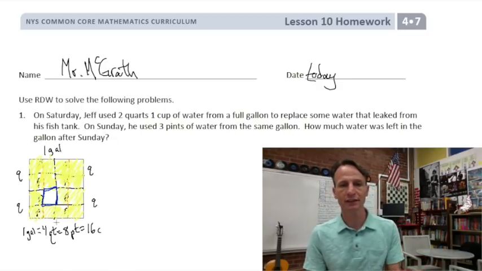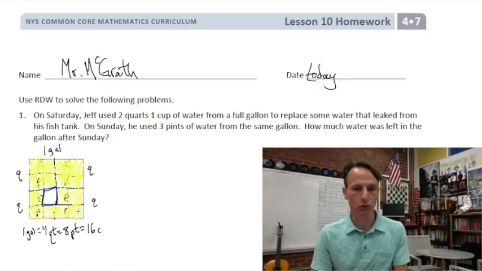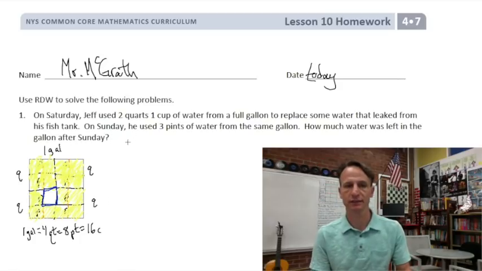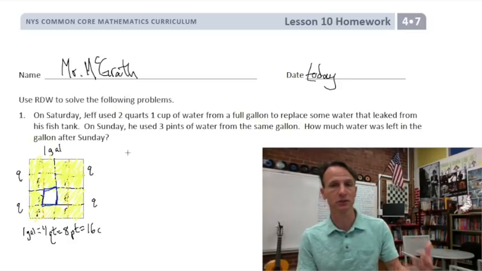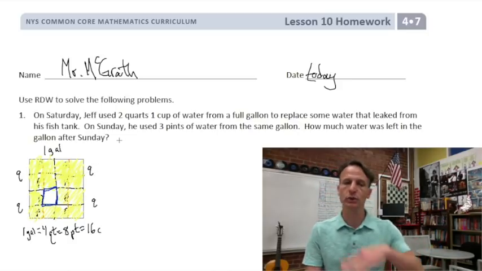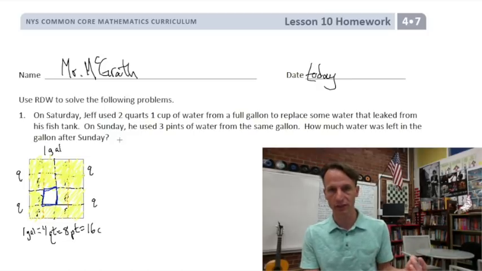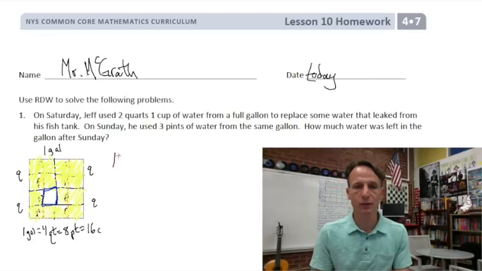We know 1 gallon is 4 quarts, also 8 pints, 16 cups. One way to do this, and there are several ways we could do this. We just did it one way and found an answer, but let's do it out mathematically, is to just put everything in the smallest unit, which in this case is cups. And then we can just subtract. So we say the 1 gallon is 16 cups.